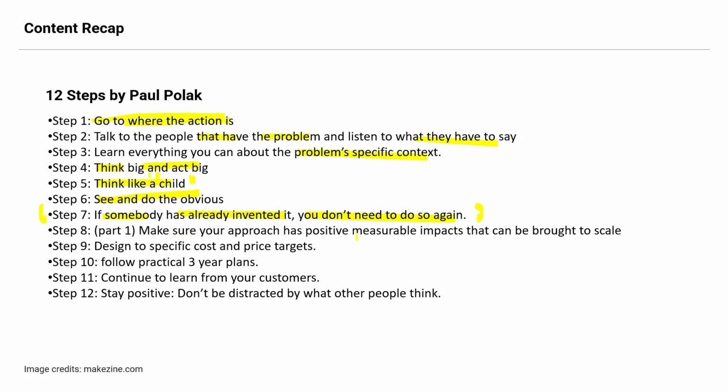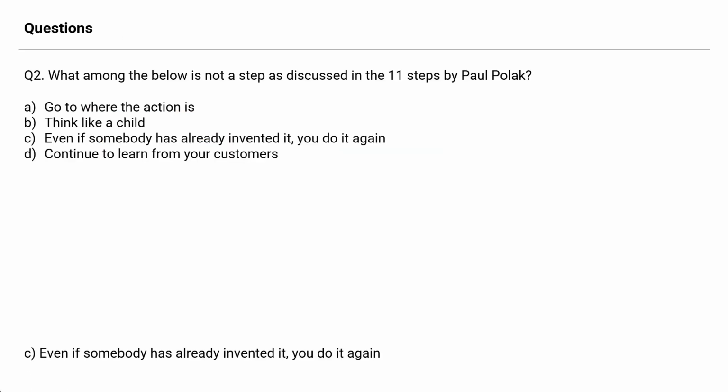Make sure the approach has positive measurable impacts. Design to specific cost and price targets. Follow 3-year plans. Continue to learn from your customers and stay positive. This is also very important, so not getting distracted by what other people think. Because there will be a lot of people talking in the negative sense, saying it is not working, you're wasting your time. So being positive in that frame of mind is very important. Like it has been correctly mentioned, the correct answer is option C, and we'll mark that.